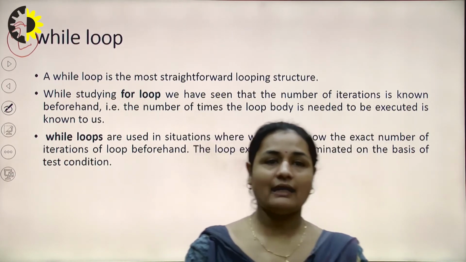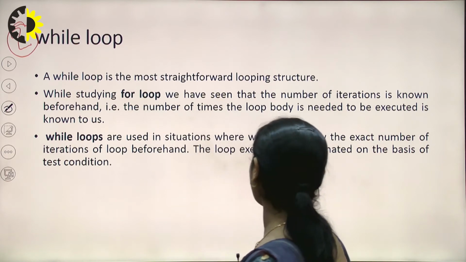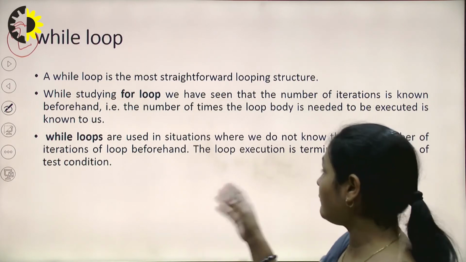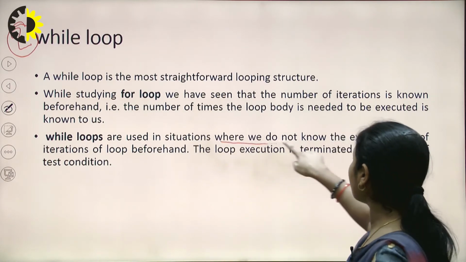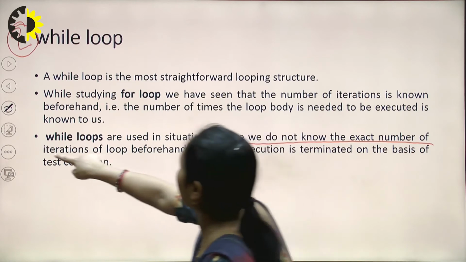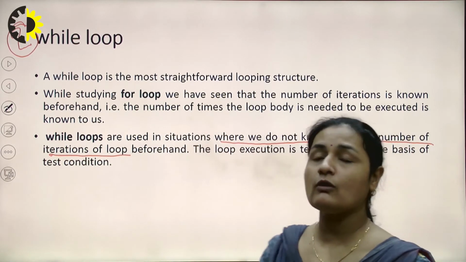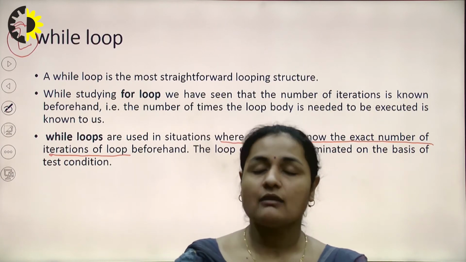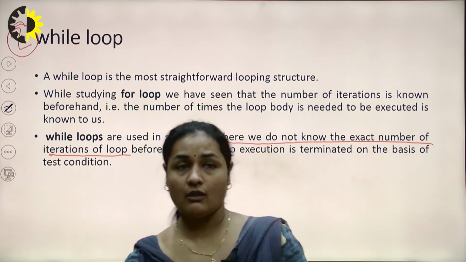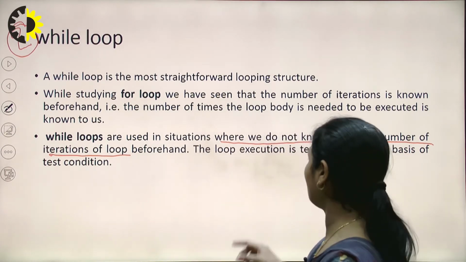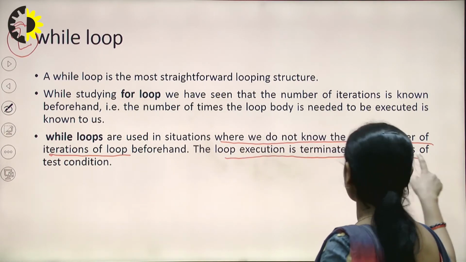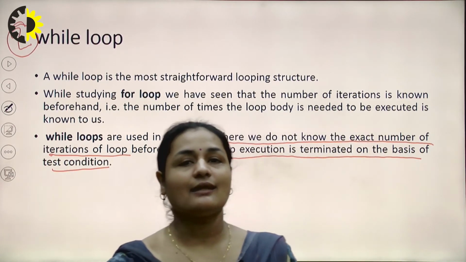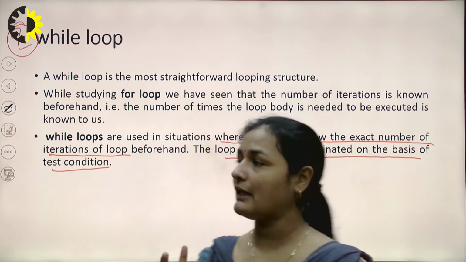But in the case of the while loop, the number of times the loop body needs to be executed is not known to us. While loops are used in situations where we do not know the exact number of iterations. When we don't know how many times we will execute our loop, then we move to the while loop. The loop execution is terminated on the basis of the test condition. The loop is terminated when the test condition becomes false. It is the same in all the loops.